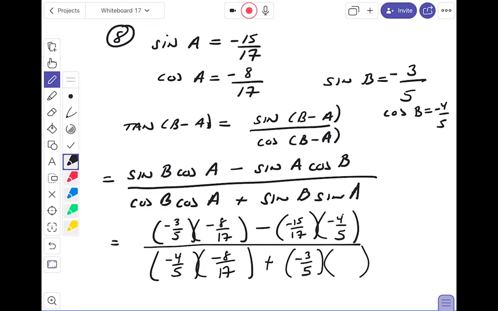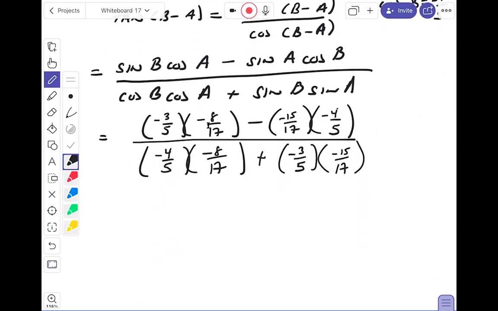And the sine of A is minus 15/17. So someone said, what do you notice about this thing? I noticed that every single denominator is 5 times 17. So what I'm going to do is multiply the top and the bottom by 5 times 17. And I get something really easy now.